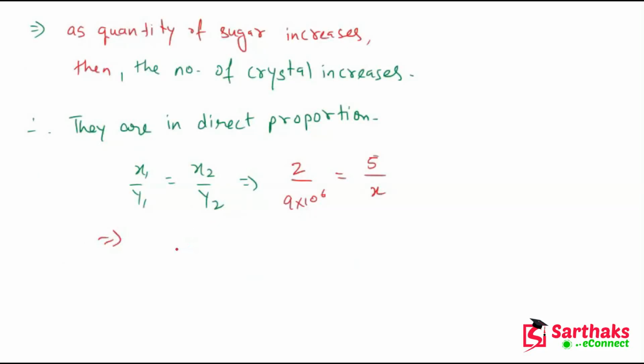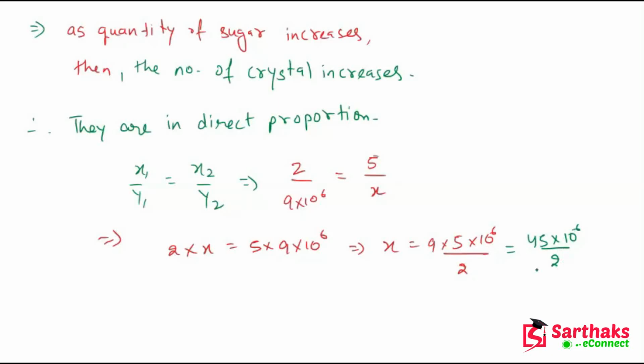Okay, so after cross multiplying, 2 into x is equals to 5 into 9 into 10 raised to power 6. So x is equals to 9 into 5 into 10 raised to power 6 divided by 2. This will become 45 into 10 raised to power 6 divided by 2. And after solving this, we get x is equals to 22.5 into 10 raised to power 6 crystals. Okay, understand, my dear friends?